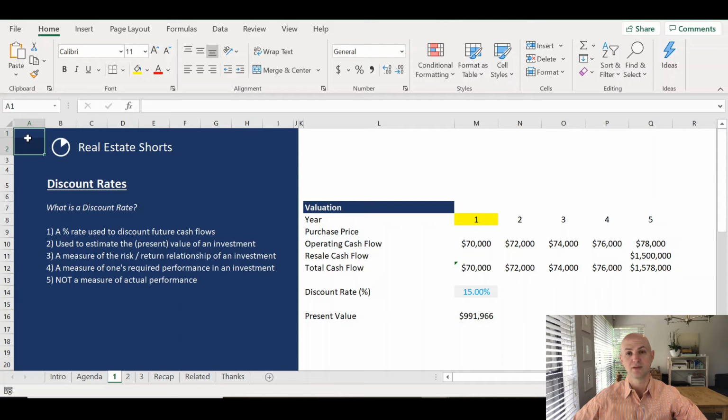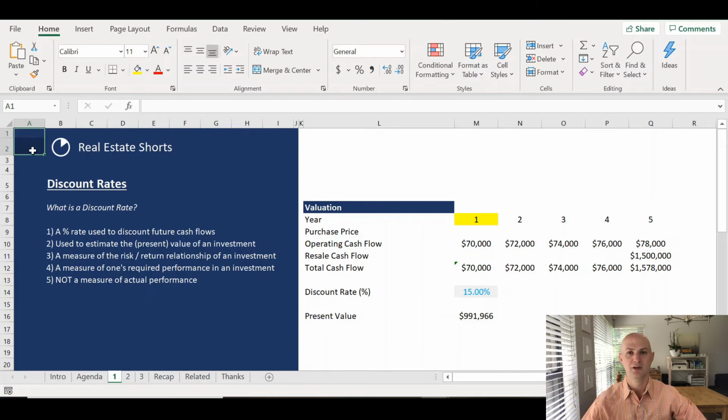The more you discount, so the higher the discount rate, the lower the present value ends up being. I understand that this is a video that talks about discount rate in and of itself and not necessarily its implications on present value, but I think it's tough to talk about one without the other. So let's dive into a quick example so you can see how this relationship really plays out.